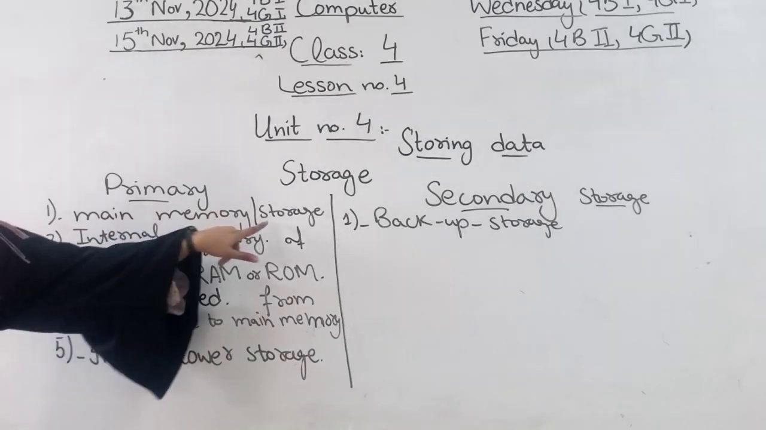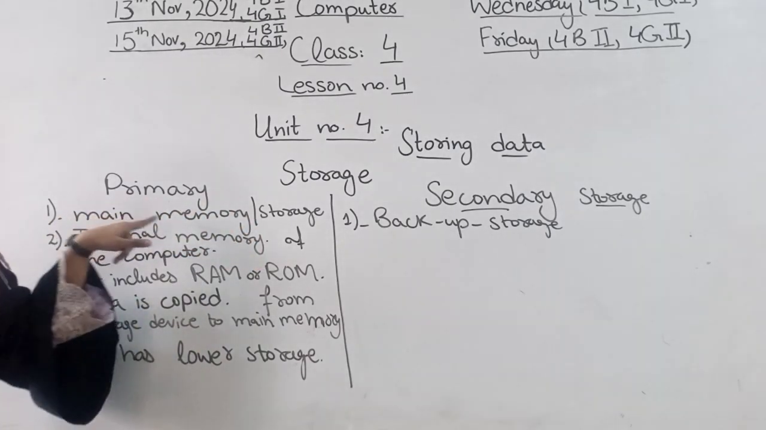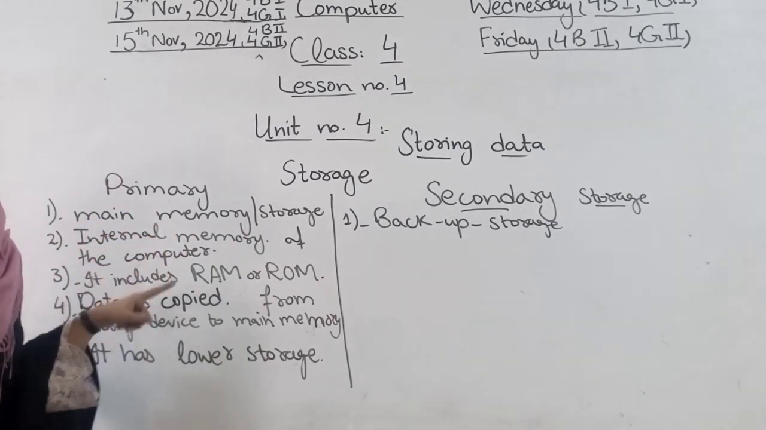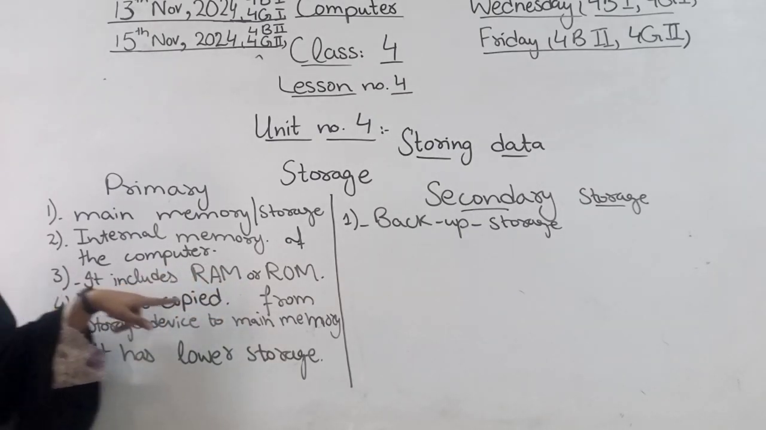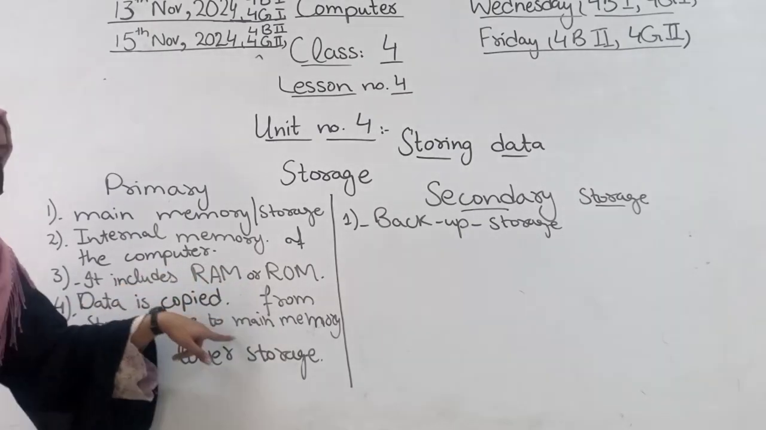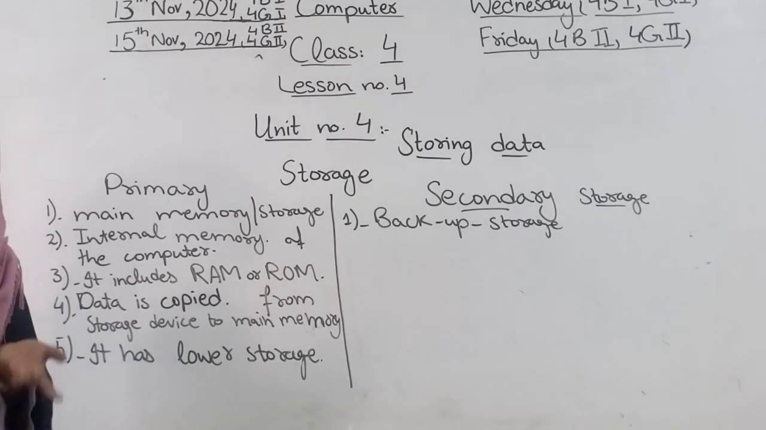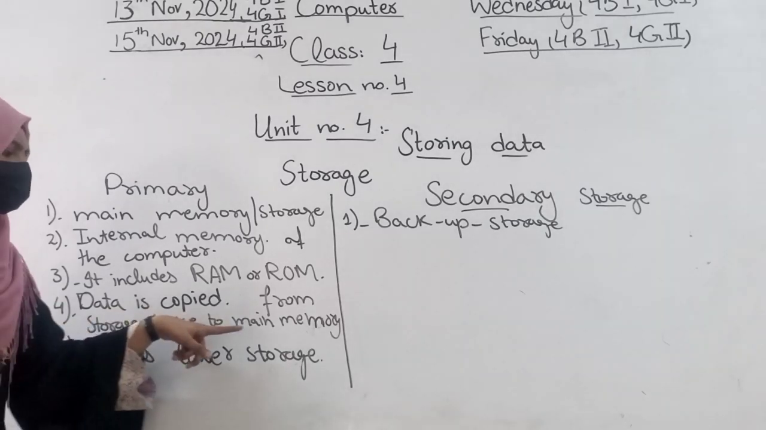Main memory storage. Primary storage is also called main memory. It stores data in the internal memory of the computer. Internal memory includes RAM or ROM. Data is copied from storage device to main memory. The storage device, for example, is a cell phone or your monitor computer, and the data will be stored in the main memory.